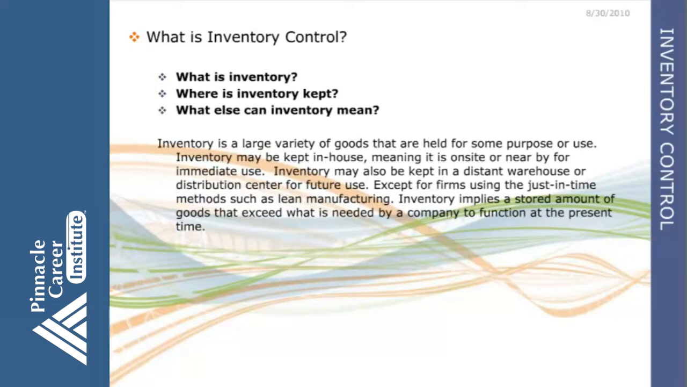Inventory is a large variety of goods that are held for some purpose or use. Inventory may be kept in-house, meaning it is on-site or nearby for immediate use. Inventory may also be kept in a distant warehouse or distribution center for future use. Except for firms using just-in-time methods, such as lean manufacturing, inventory implies a stored amount of goods that exceed what is needed by a company to function at the present time.